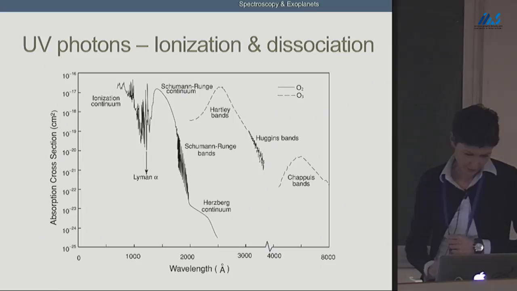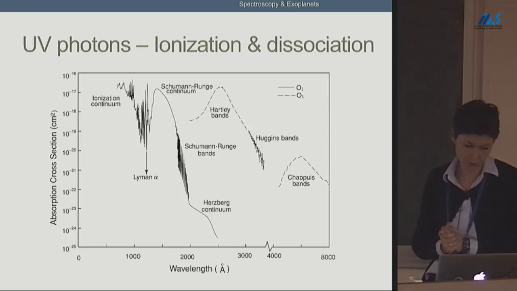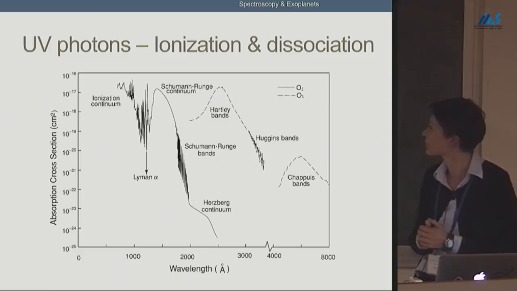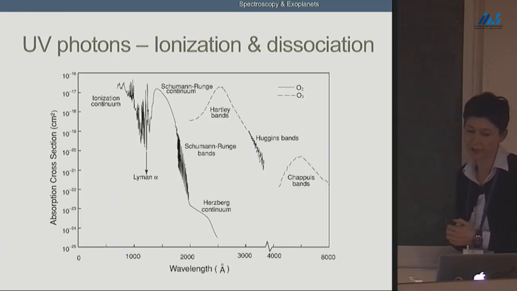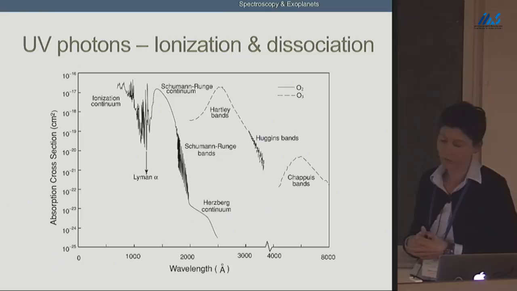So again, I will not go through the UV photons because Ruth already covered this part. This is just to say that, again, in the very upper part of the atmosphere, the gas is quite ionized, and typically UV photons are part of this ionization process. And what you're looking at here is the absorption cross-section for two molecules that, particularly in the Earth atmosphere, are quite effective in shielding part of this radiation, molecular oxygen and ozone.